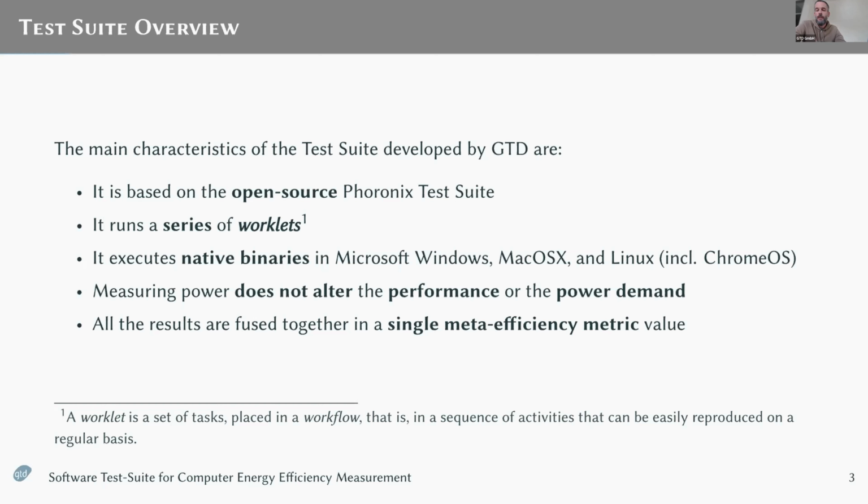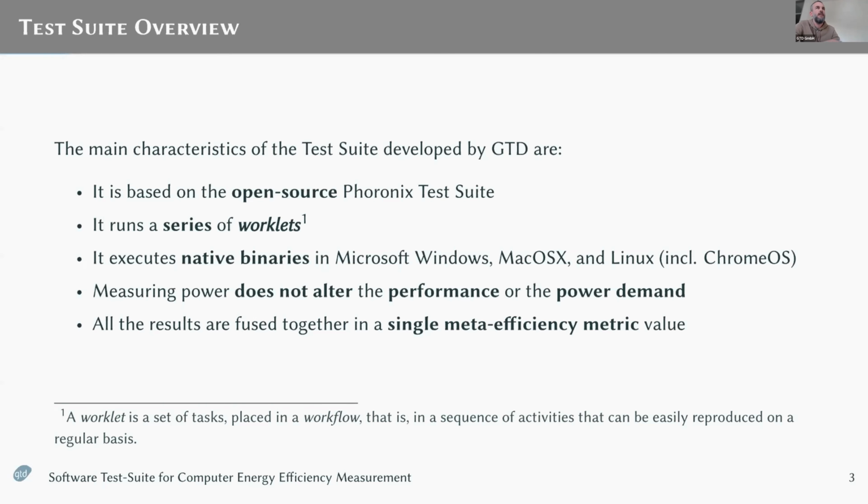One main feature that the tool we developed has is that all the executables we run are native binaries on the different operating systems that we support. And the different operating systems that we support are Microsoft Windows, Mac OS, Linux, and also Chrome OS. So roughly, mostly all the operating systems that a European consumer can get when buying a certain computer. And again, we use no virtualization in between.